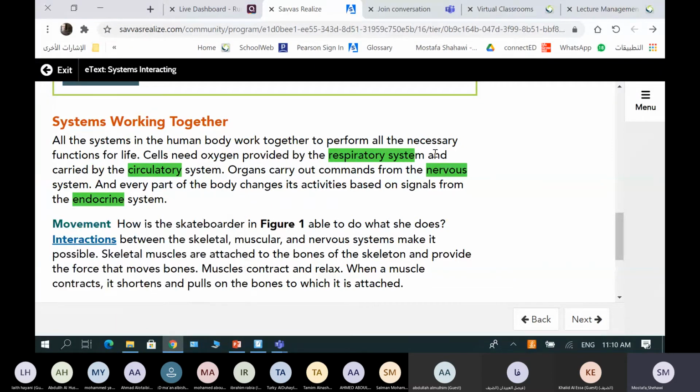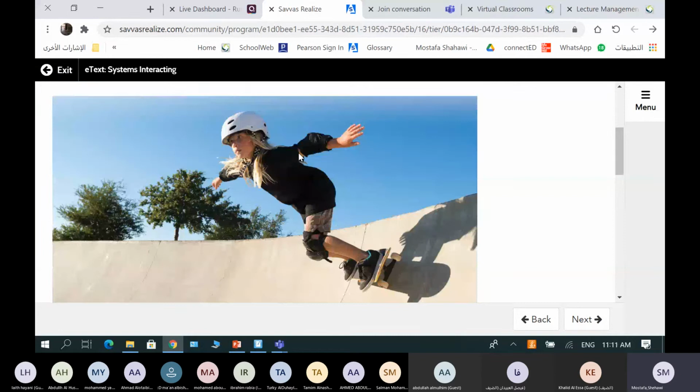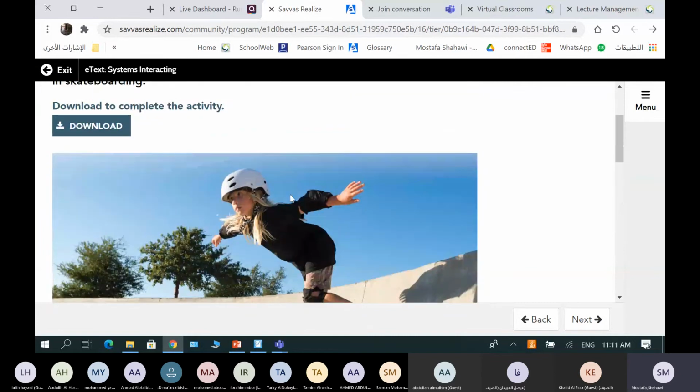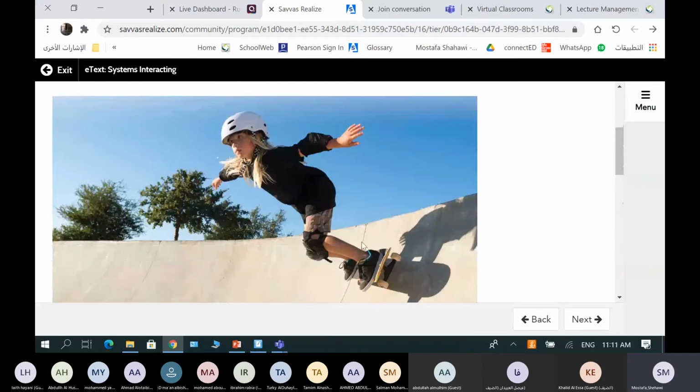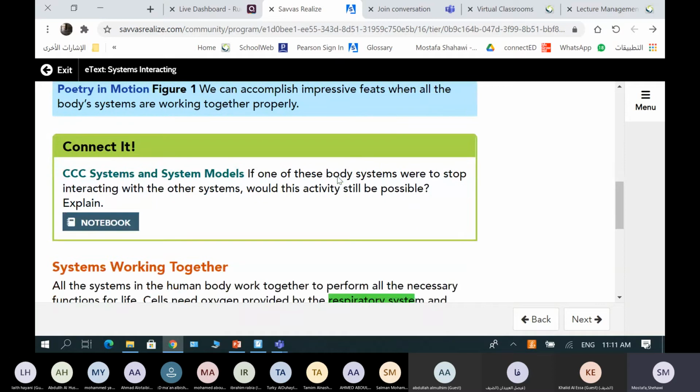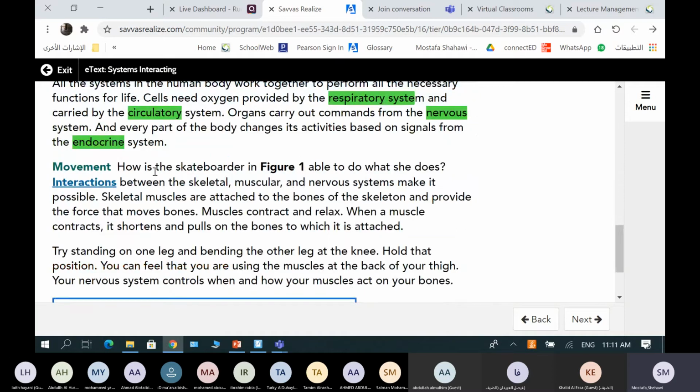Okay, guys. So all systems work together to perform such a function. In this job, for example, you have the muscular system, the skeletal system, the circulatory system, the endocrine system. All of your body systems work together in any movement or any kind of thing that you are performing. Ahmed Abdul Razak, read movement, read this part.